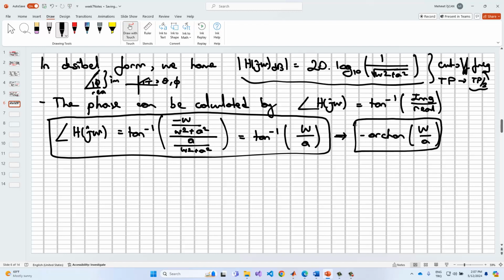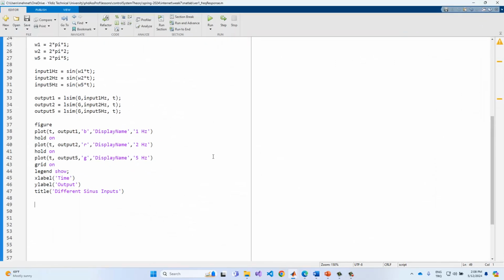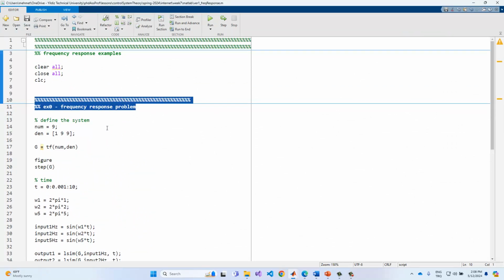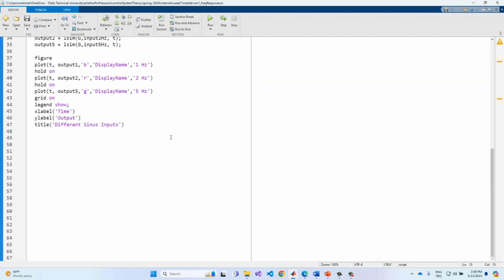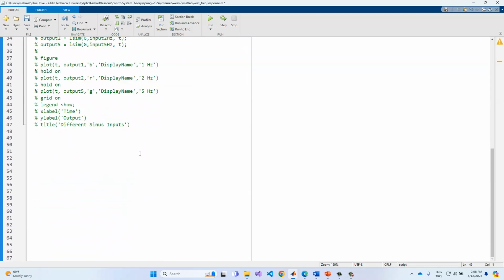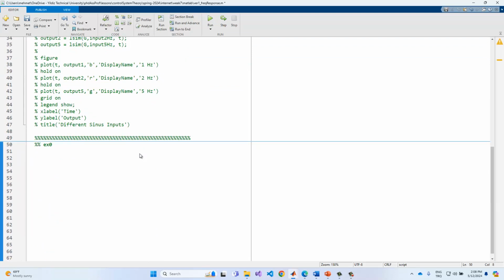Okay, these are the phase responses for given different frequency values in this case. And so how can we prove that? We need to write a MATLAB code for this system. So this is the first example, and we need to comment all the terms here, just like this one. This is the Bode diagram of our system.